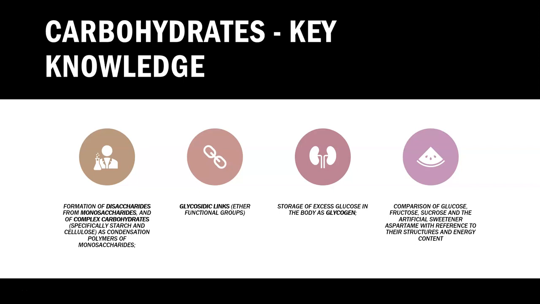The storage of excess glucose in the body is done through glycogen, which is also a polymer of glucose. And then comparing glucose, fructose, sucrose, and the artificial sweetener aspartame with reference to their structures and the energy content that they will release into the body.